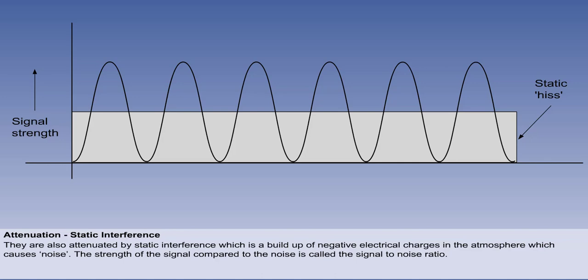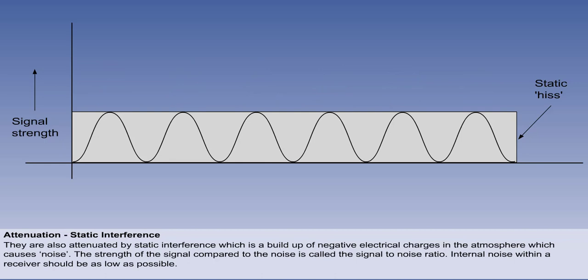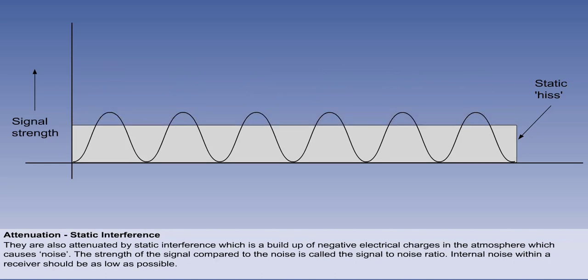The strength of the signal compared to the amount of interference, measured in decibels, is known as the signal-to-noise ratio. If internal noise in a receiver can be reduced, then the receiver will be able to process weaker signals, thereby increasing the effective range at which a usable signal can be received. However, this is an expensive business.